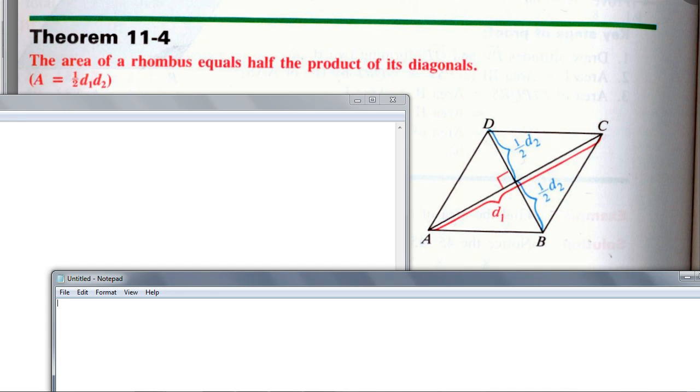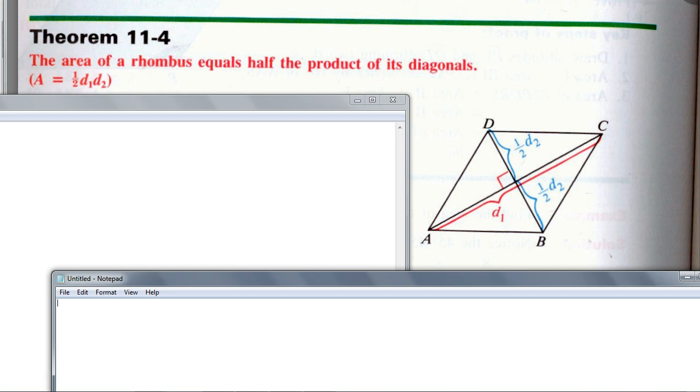Now, why does this work? By the way, would this work for a parallelogram? No. It only works for a rhombus. Would it work for a square? Yes, it will, because a square is a rhombus, right? It's a special type. Now, how would you go about proving this?